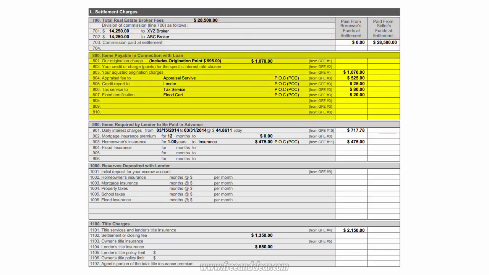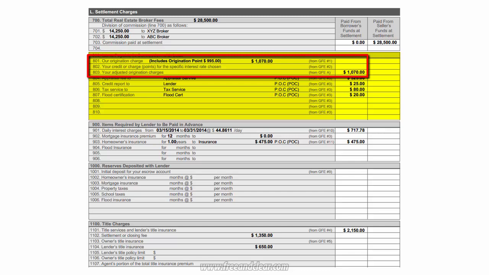The next category is items payable in connection with the loan. These are the one-time upfront closing costs that we are required to pay to the lender or other third-party service providers. First, we have the origination charges, which are the fees charged by the lender to process and close your mortgage. Different lenders use different terminology for their fees, and sometimes you see terms such as origination points, underwriting fee, commitment fee, funding fee, or administration fee.